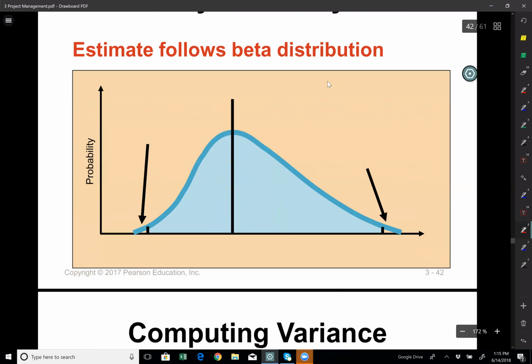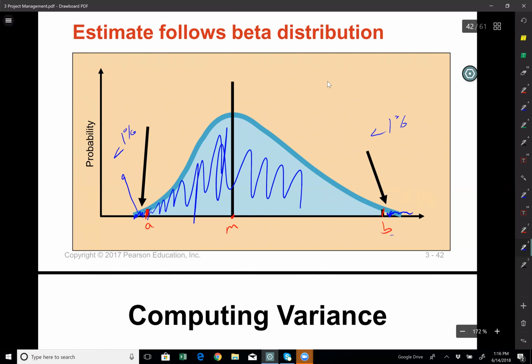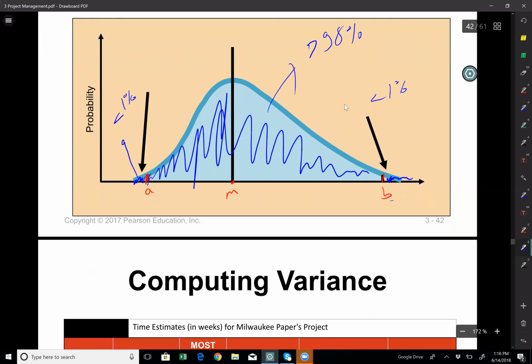So let's look at the shape of beta distribution. Here, this point right here is my optimistic time estimate, A. This is my pessimistic time estimate, B. And this is my most likely time estimate, M. And in this beta distribution, the area right here is less than 1%, which means that there is a less than 1% chance that the project will be completed in less than A time frame. And this area right here is also less than 1%. There is a chance of less than 1% that project will take longer than B. And then area under this curve right here is greater than 98%. Okay, so this is the beta distribution.